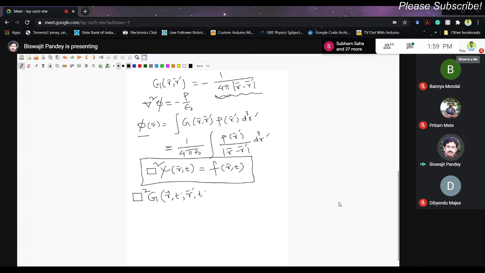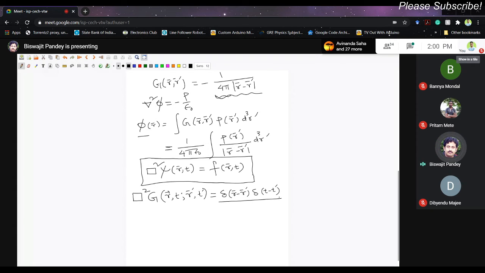So Green's function was a function of r and r prime. This time we have r, t and r prime, t prime. And this should be equal to the Dirac delta function, the Dirac delta function of space and time. This can be written in multiple ways, so I am sticking to delta(r minus r prime) and delta(t minus t prime), space and time. This is the definition of Green's function: if you operate box square on the Green's function, you get this delta function.